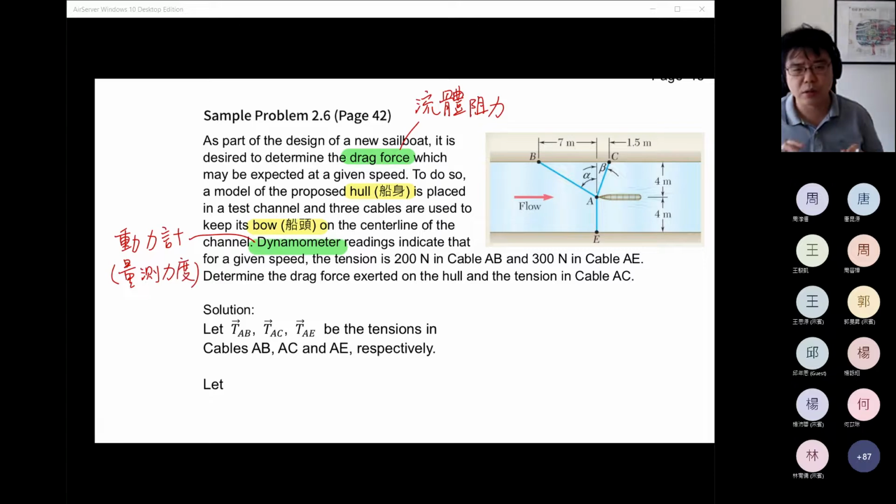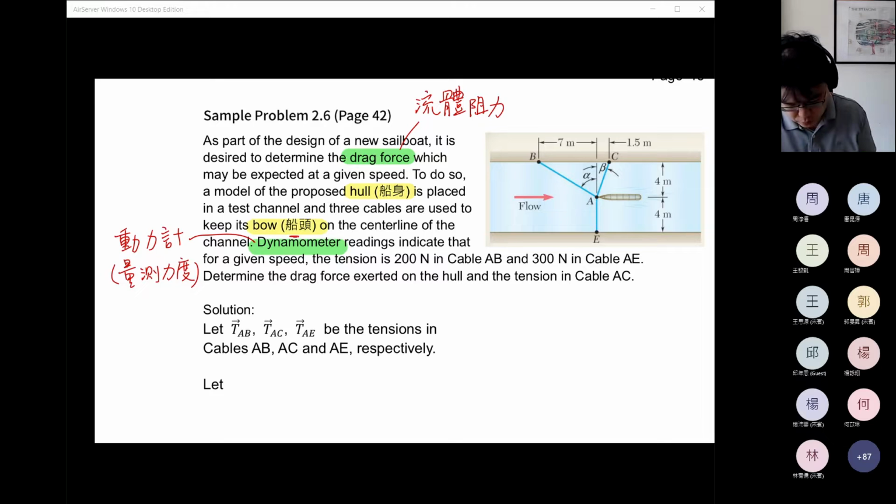There is different equipment to measure force, for cars and for boats and for airplanes. For things that move, we usually use a dynamometer.